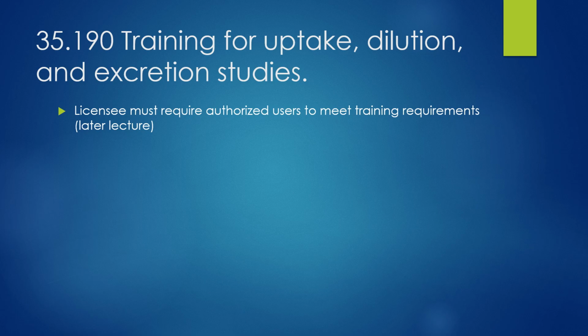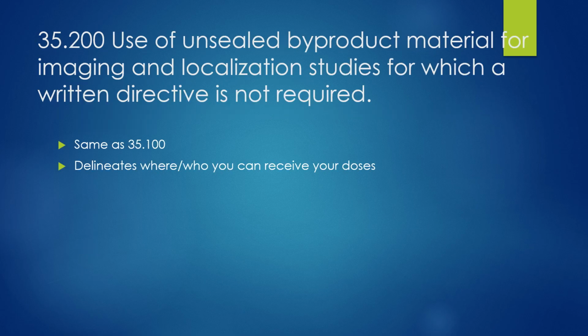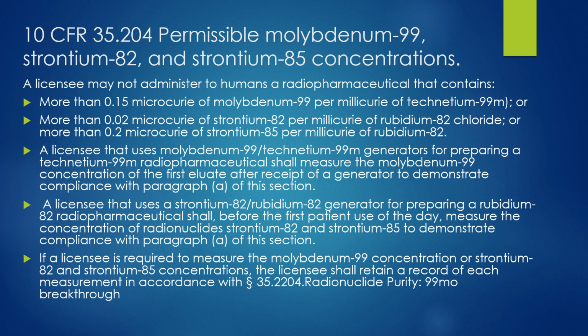And then 10 CFR 35.19 has regulations for training, uptake, dilution, and excretion studies. This is where we have regulations that the licensee must require the authorized users to meet certain requirements. So use of unsealed byproduct material for imaging and localization studies for which a written directive is not required. This is the same as 10 CFR 35.10, and it delineates where and who you can receive your doses from.